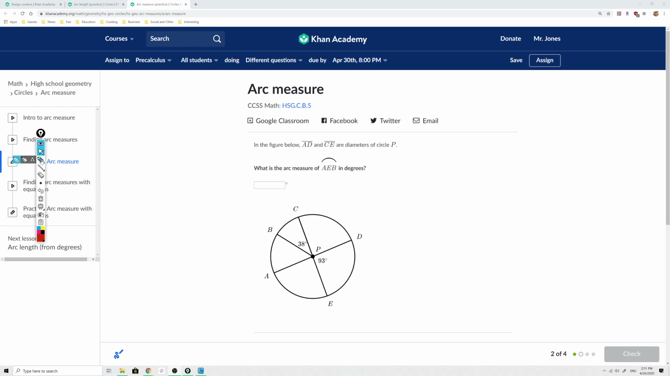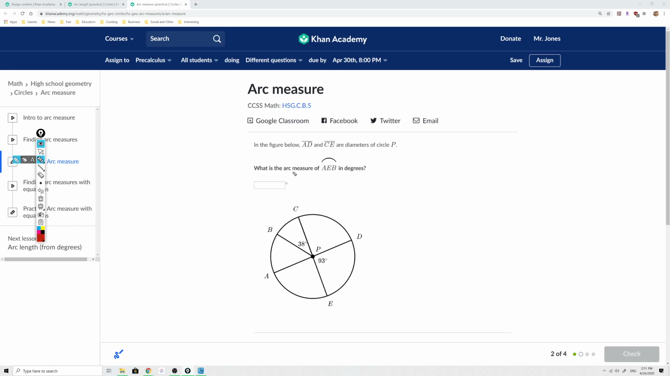So let's jump right in to an example. This question says, in the figure below, AD and CE, those are segments, are diameters of a circle, so they cut the circle in half. And the question says, what is the arc measure of AEB in degrees? So really, for this question, we just have to understand what it's even asking.